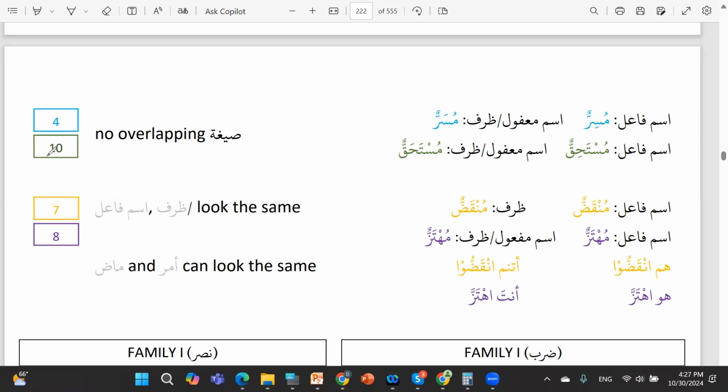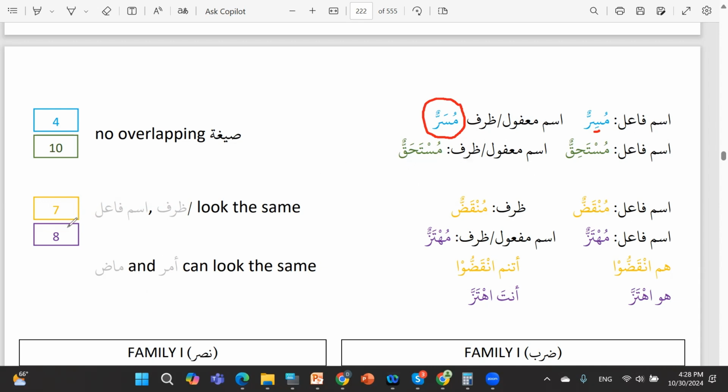And then the two families that are together, the fourth and the tenth. You know, in most of the sarf studies, the characteristics of family 4 and 10 are more or less the same. So over here, there are no overlapping siga. Ism fa'il is different, with a kasra, musirrun, and ism maf'ul and ism zarf look the same, just like any other mazid fihi family, because in mazid fihi families the ism zarf comes on the pattern of ism maf'ul. The same happens with family 10.